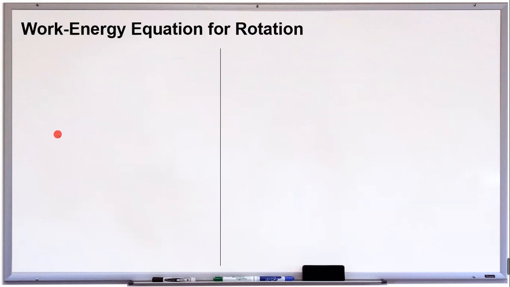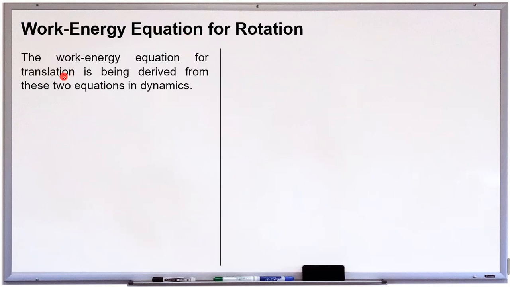Okay, let's proceed to the work energy equation applied for rotation. Sorry, I forgot to edit this one. So this should be rotation, being derived from these two important equations in dynamics. So these are the summation of moments. If we have a resulting moment, we all know that it will produce a twisting motion. That is also equal to the inertia of the object multiplied by its angular acceleration alpha. So this is our first equation.